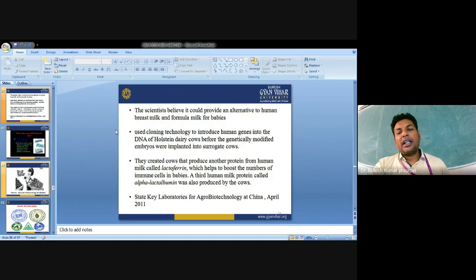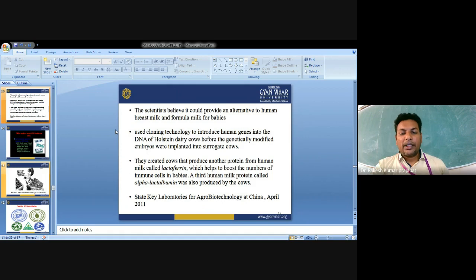Scientists believe it could provide an alternative source to human breast milk and formula milk for babies. They used cloning technology to introduce the human gene into the DNA of Holstein dairy cows before genetically modified embryos were implanted into surrogate cows. They created cows that produce another protein from human milk called lactoferrin, which helps to boost the number of immune cells in babies. A third human milk protein, alpha-lactalbumin, was also produced by the cows.